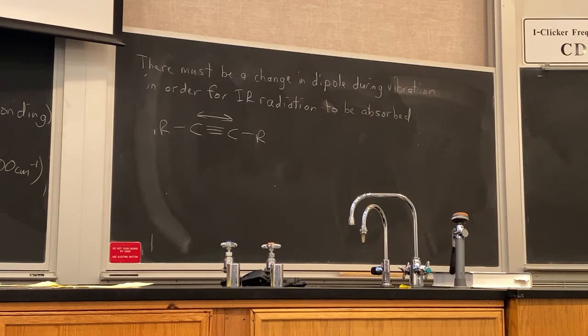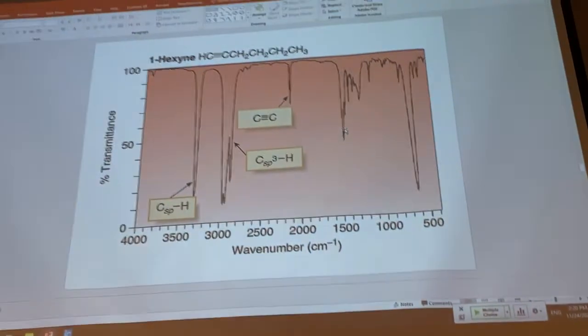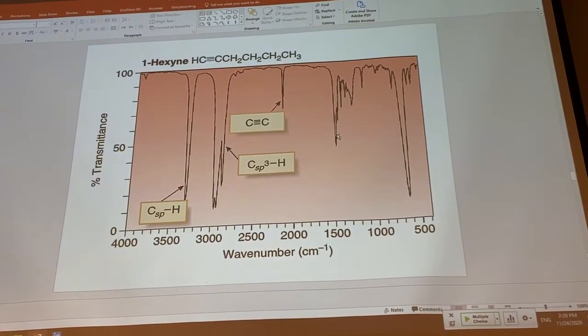So if we go back, here's our 1-hexyne. This is a terminal alkyne. Hydrogen is very different from this butyl chain. So here we do see the carbon-carbon triple bond stretch. It's not a huge peak, but we do see it at about 2200. Of course, we see the sp carbon-hydrogen stretch. But if it were an internal alkyne, this peak could be small or non-existent. So that's what we mean by this principle right here. Any questions?